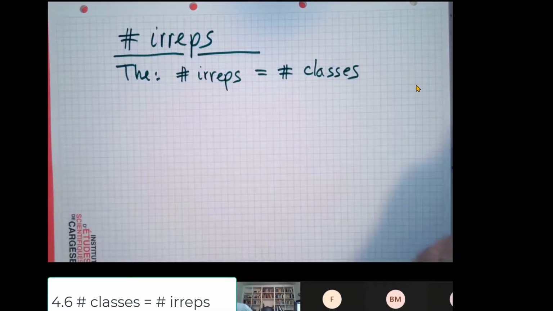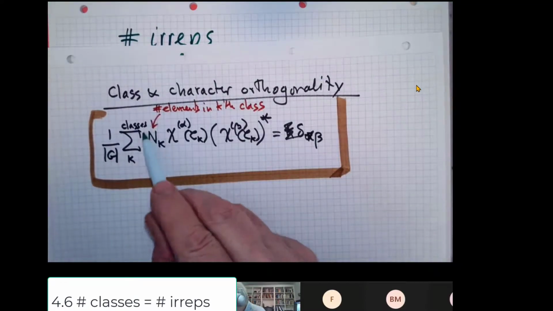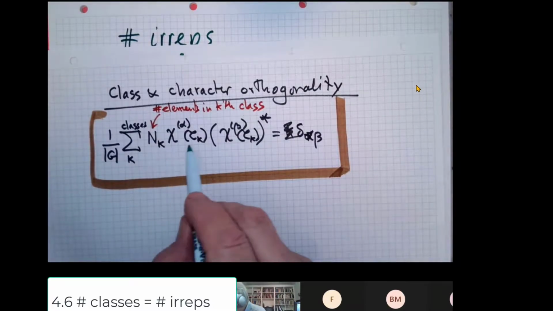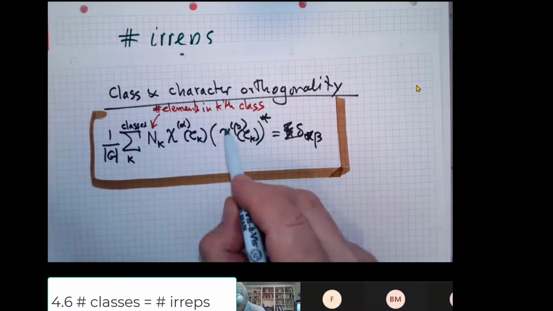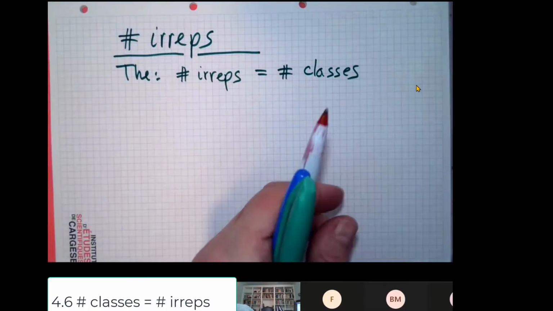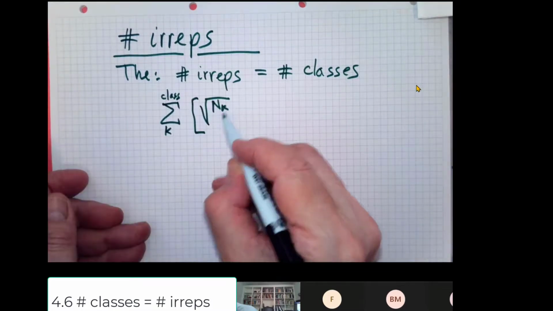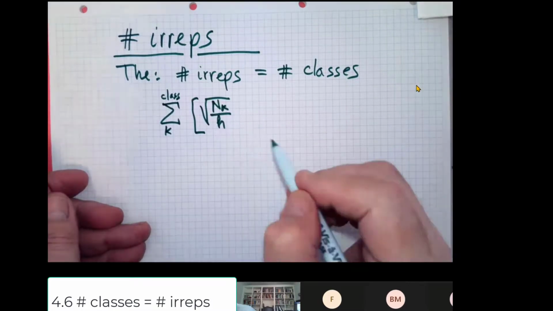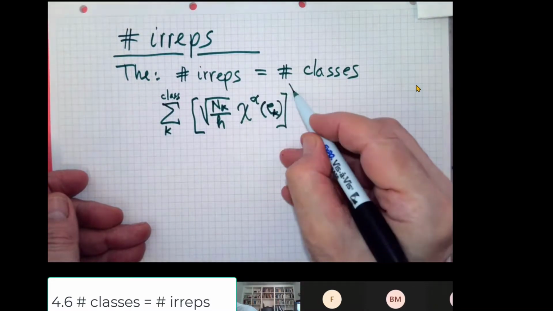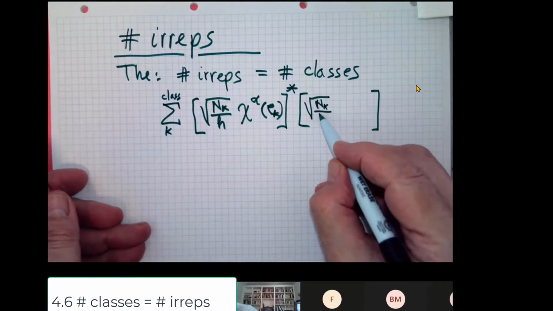We had the character orthogonality theorem, and now what I'll do is I will take a square root of the number of elements in the classes and absorb it into the definition of this vector and its Hermitian conjugate. So I can write it as always, it's a sum over the classes. Number of elements in a class divided by the group order, character evaluated on the class, complex conjugate. These are complex vectors we're now rescaling in length.